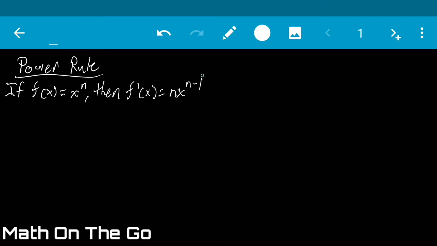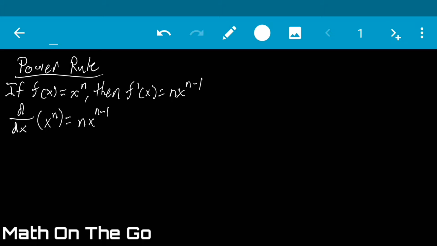Now this can also be written as d over dx of x to the n equals nx to the n minus 1. These two statements say the same thing. It's just two different ways of writing the derivative of a function.